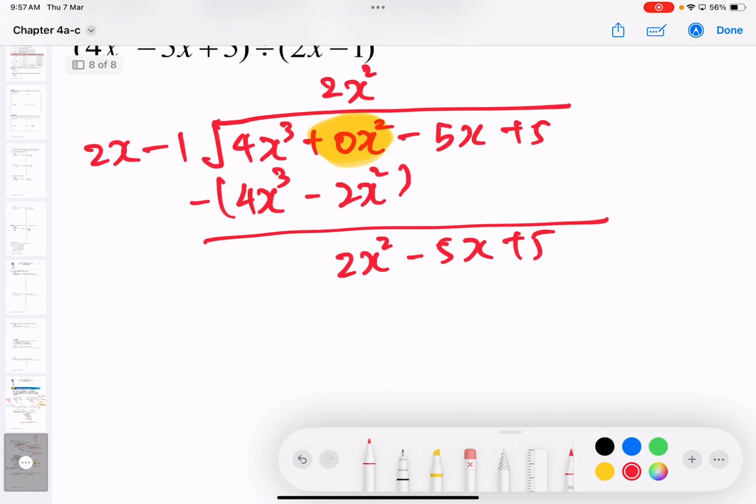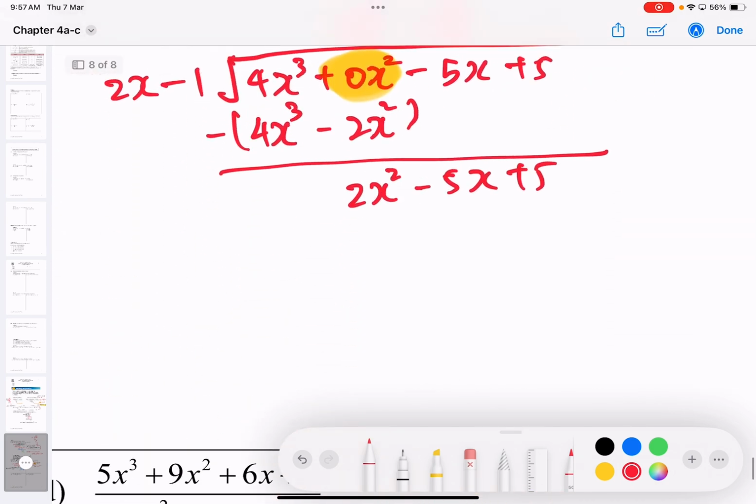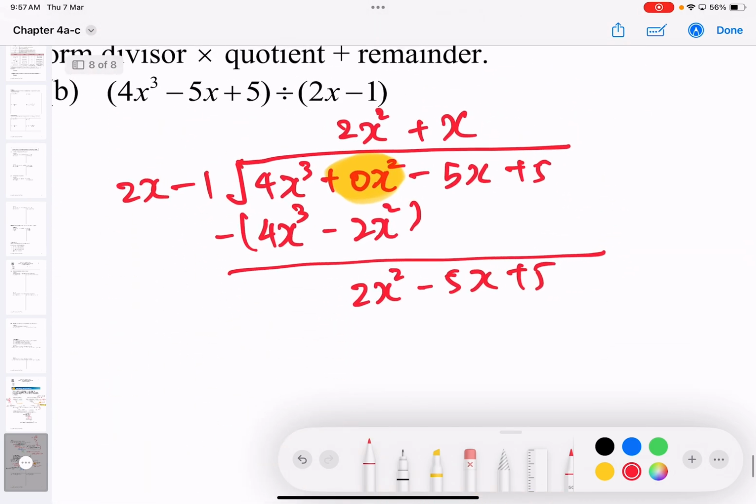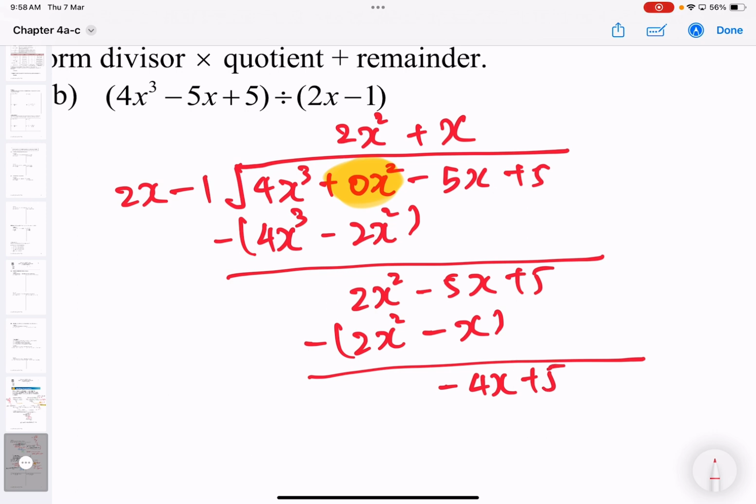Alright, so the next step I'll have 2x squared. All I need to do is multiply by positive x. If I do that, I get 2x squared. -1 multiplied by positive x gives me negative x. Same thing, I'm going to minus it. So -5 minus x, minus gives me plus, -5 plus x gives me -4x plus 5.